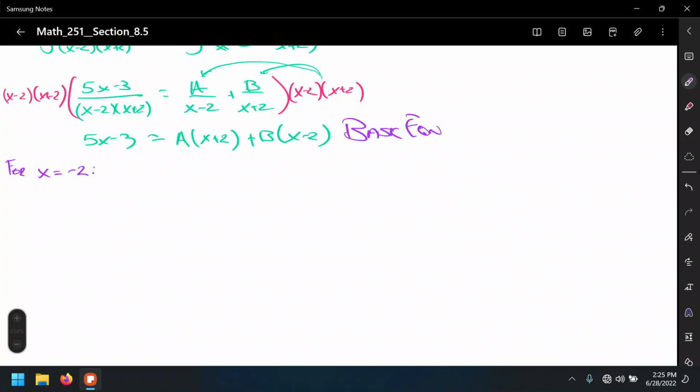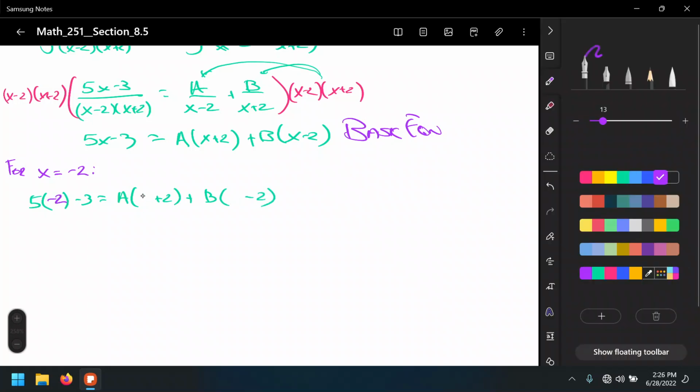And also x equals 2. Those are going to work really nicely. And well, let's write this down. That's 5 times negative 2 minus 3 equals a times negative 2 plus 2 plus b times negative 2 minus 2.